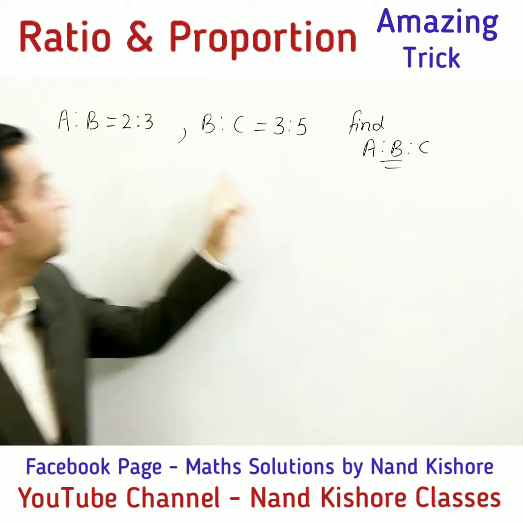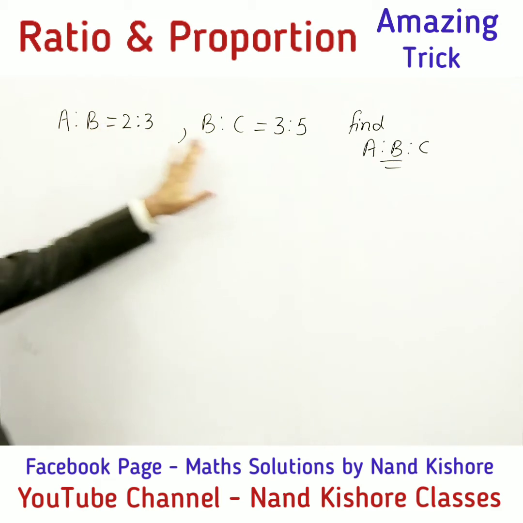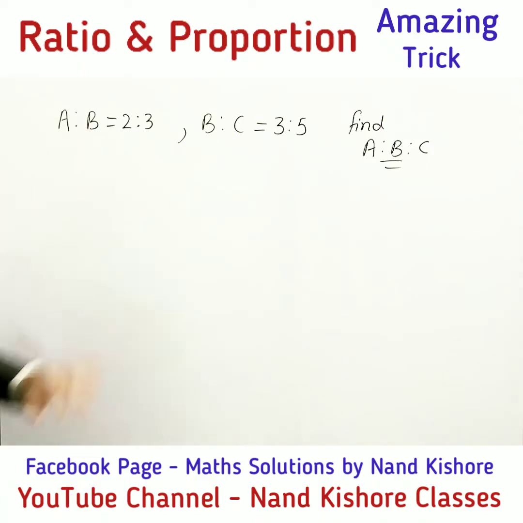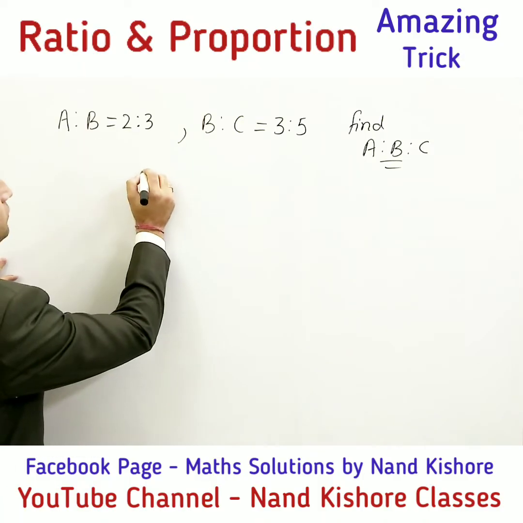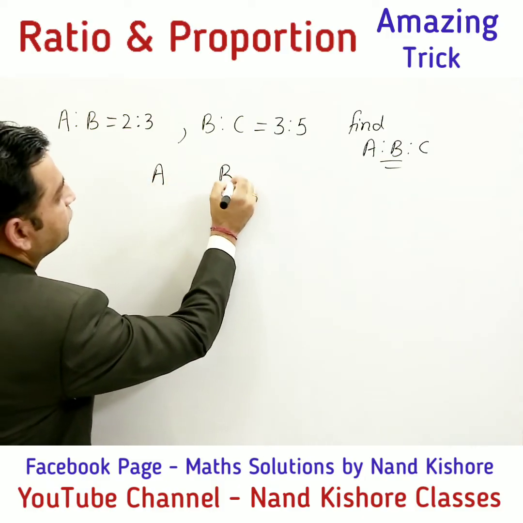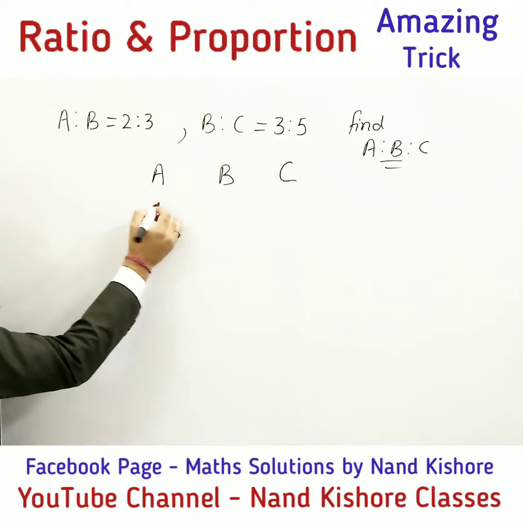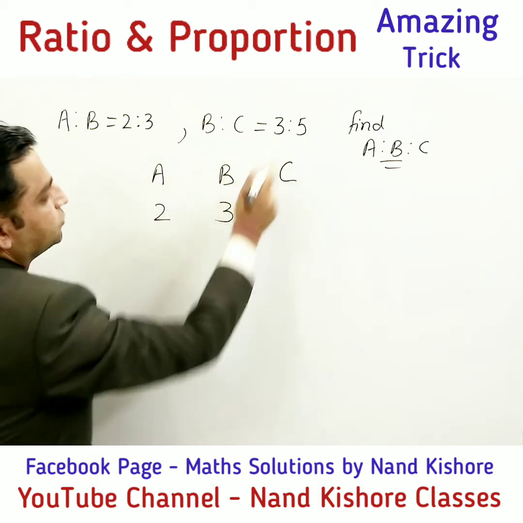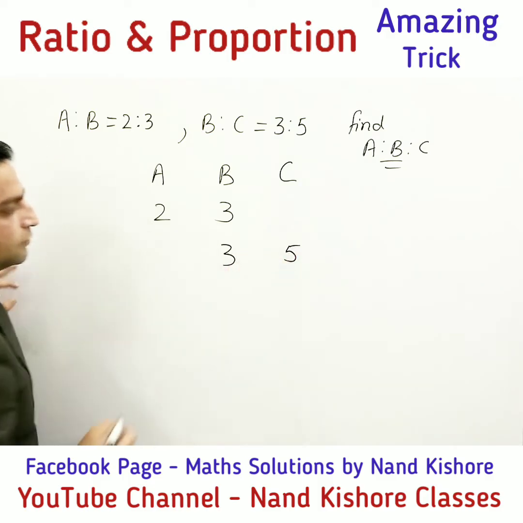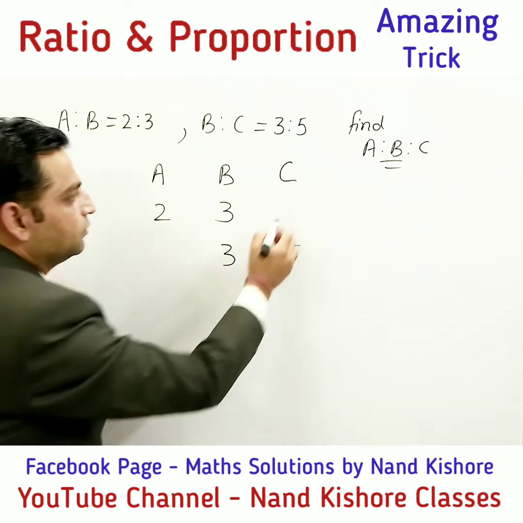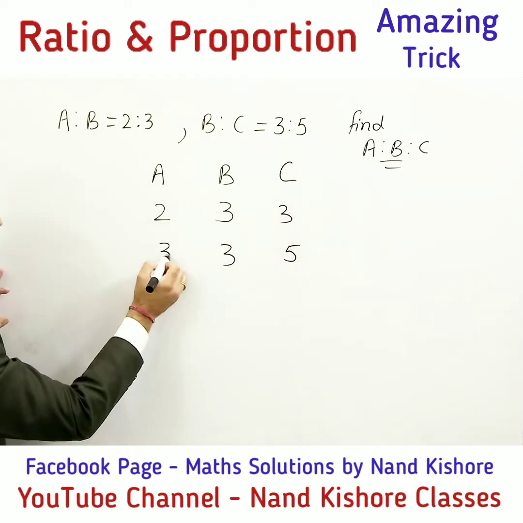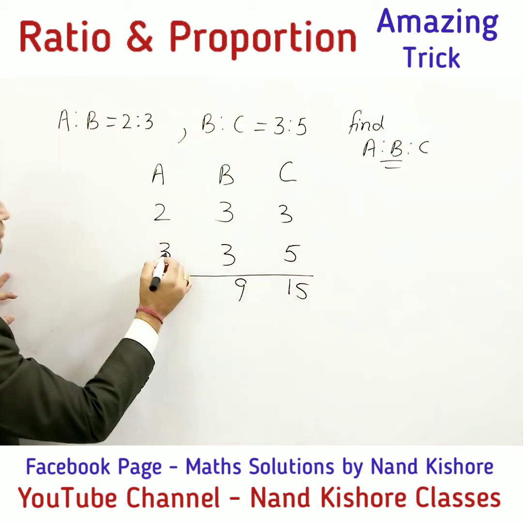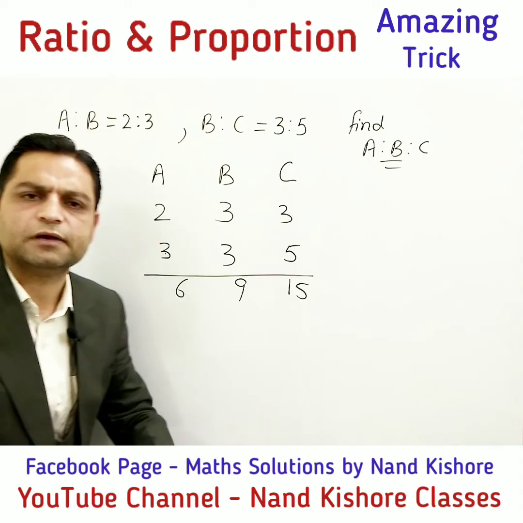Look at this question. If the ratios are 2:3 and 3:5, then how do we find A:B:C? We have already done the concept, so now we are going to implement it. A:B is 2:3, written like this. Then B ratio C is 3:5. Now we need to fill the blanks. This is 3, so write 3 here. This one is 3, so we write 3 here. 5 3s are 15, 3 3s are 9, 3 2s are 6. We just need to multiply them.